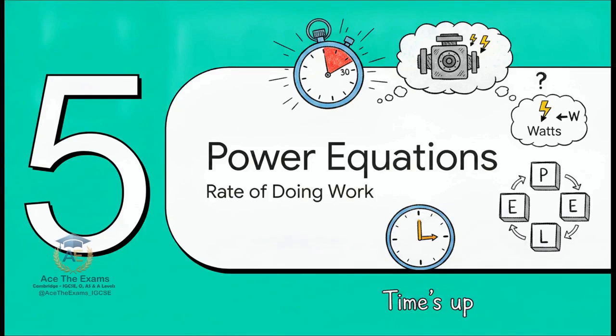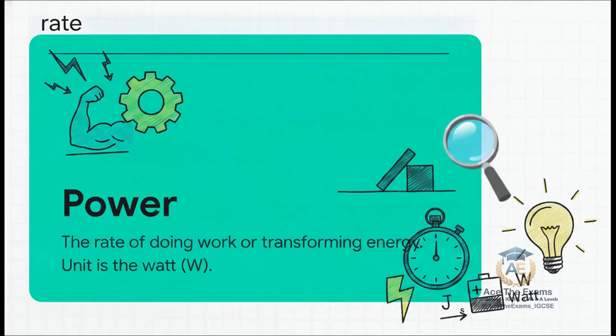Finally, we have Section 5, Mastering Power Equations, looking at the rate of doing work. By definition, power is simply the rate of doing work, or the rate of transforming energy, measured in watts. 1 watt equals exactly 1 joule transferred per second.